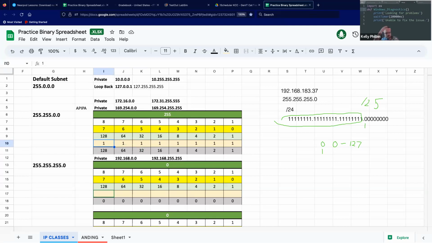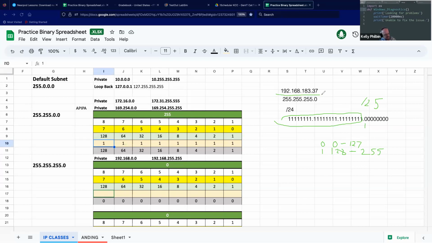So it's kind of like what we were doing with our class A, B's, and C's, right? So our network 1 starts at 128 to 255. So I have two networks. The network ranges are network 0 from 0 to 127. Network 1 goes from 128 to 255.